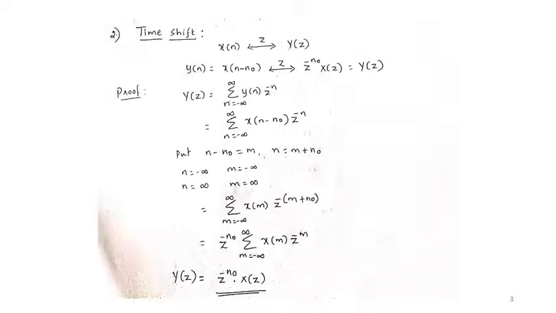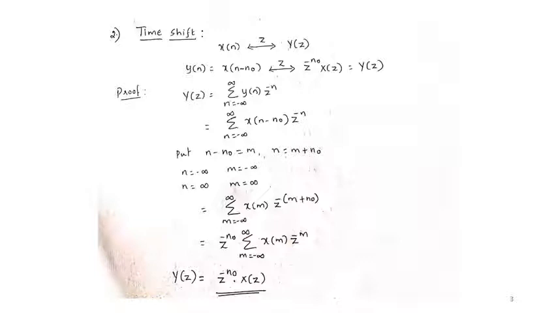Second property we'll discuss is time shift, and this property is used to solve a differential equation. It is one of the most commonly used properties while solving problems. So here I consider input signal x of n, whose z transform is X of z, and then I'll take one more signal, the shifted version of x of n, that is x of n minus n naught, as y of n.